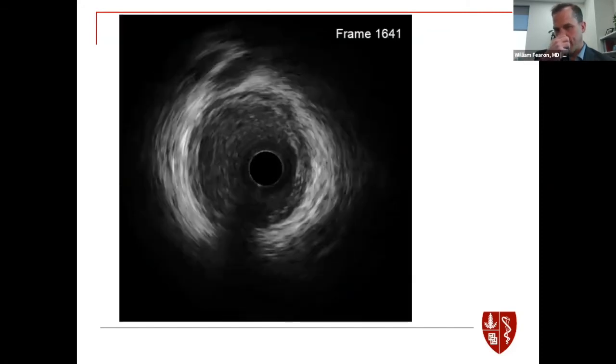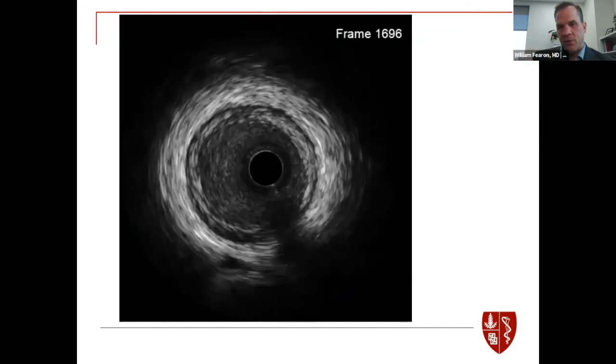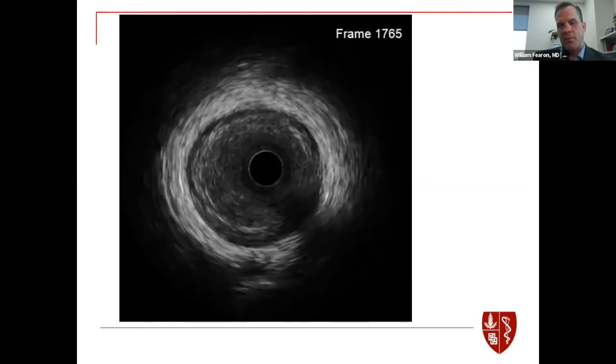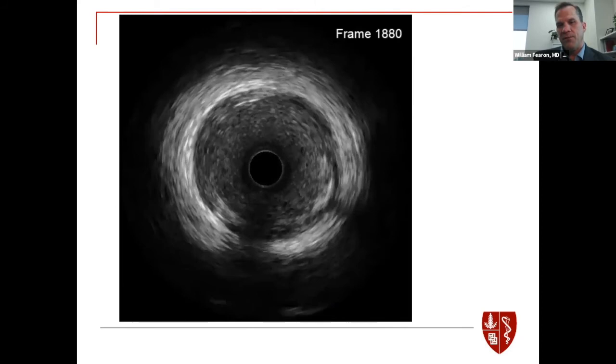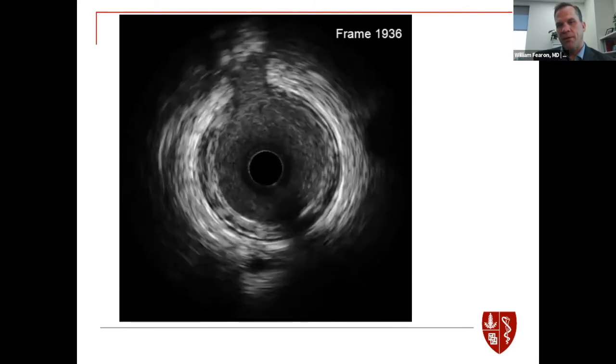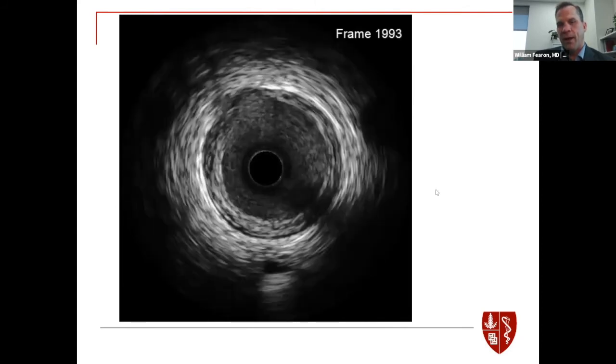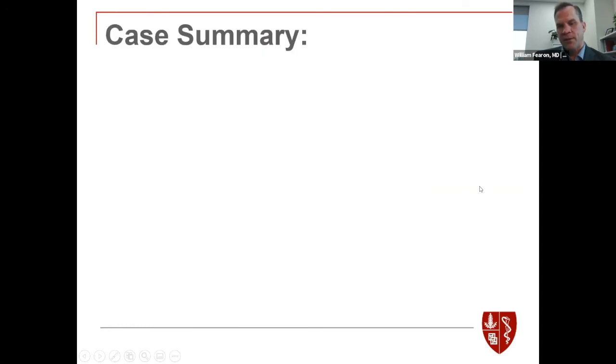We also did IVUS to make sure we weren't missing anything else like a myocardial bridge. He didn't have any bridge, but you'll see that he had this very mild diffuse plaque throughout his vessel going back. And there was a stent. The stent looked fine, by the way.